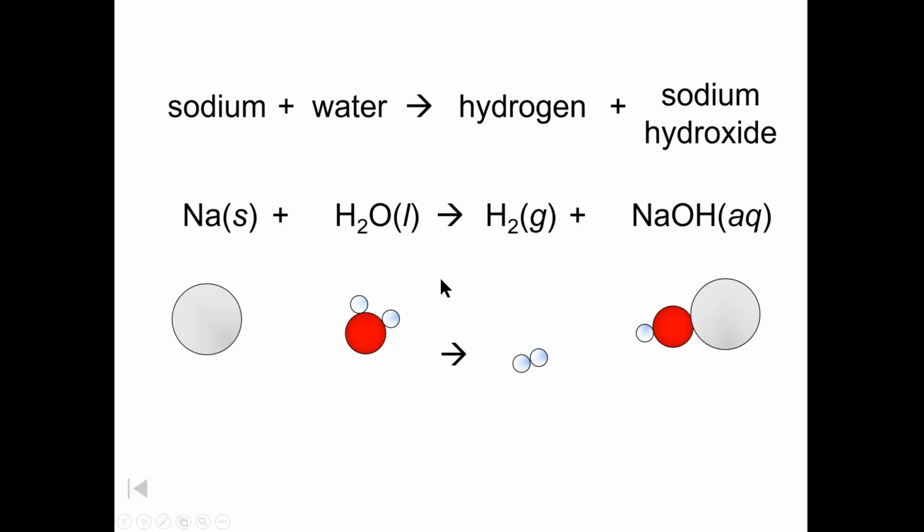So let's look at these and see if it's balanced. We want to make sure we didn't lose anything or gain anything. One sodium, one oxygen, two hydrogen, 3 hydrogen. Whoa, we know we didn't just pull a hydrogen out of the air. So how are we going to balance this?